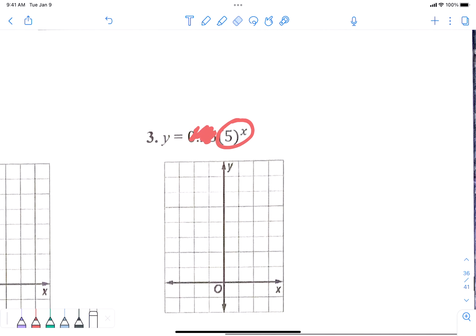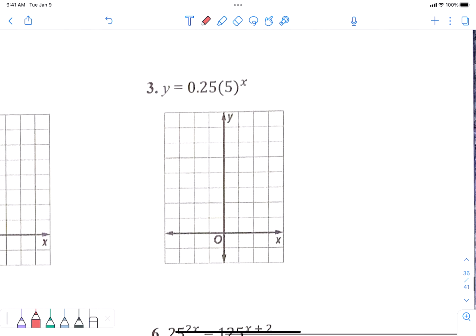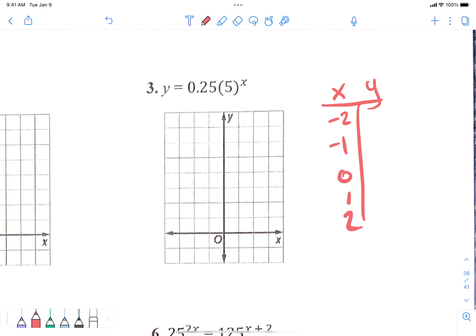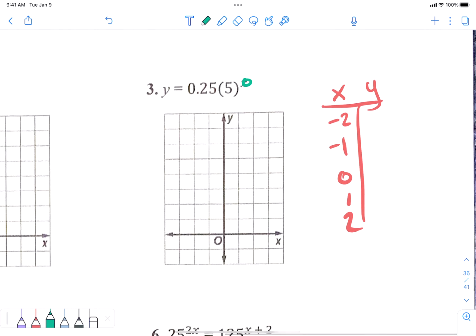So we're going to do number 3, and we're going to do a couple positives, a couple negatives. I always just do -2, -1, 0, 1, and 2 and see how that comes out. Might be some that are off the graph, but that's okay. I usually start with 0. If we plug 0 in, what's 5 to the 0 power? 1. 1 times 0.25 is 0.25. Now the first power: 5 to the first power is 5 times 0.25, which is 1.25.